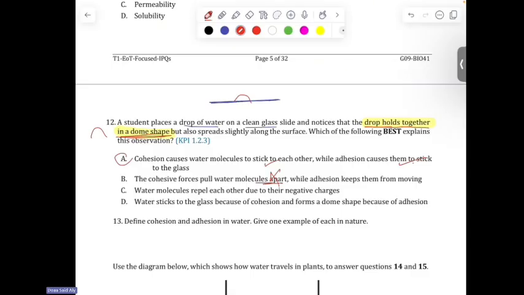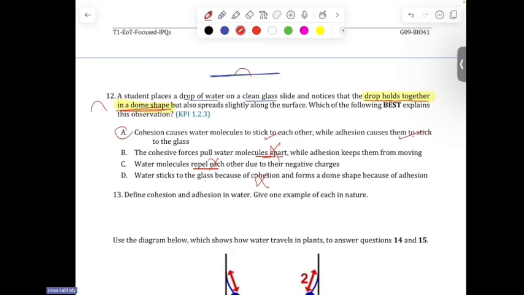C, water molecules repel the same as pull the water apart. Also, it's wrong. Repel is the opposite of attract, girls. Okay? Water sticks to the glass. It's okay because of cohesion. It's completely wrong. Water sticks to the glass because of the adhesion. So now you are 100% sure that A is the correct answer.